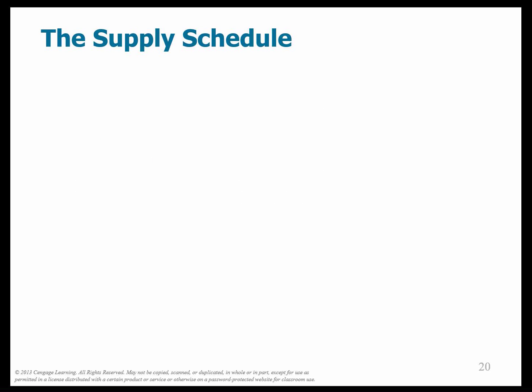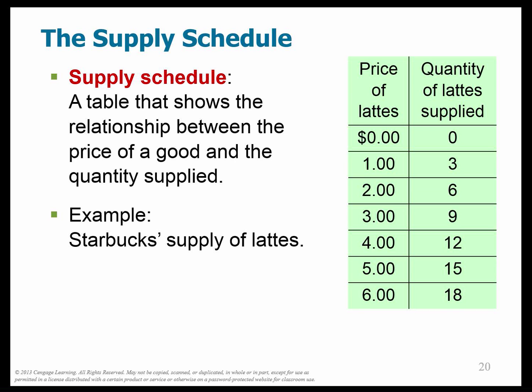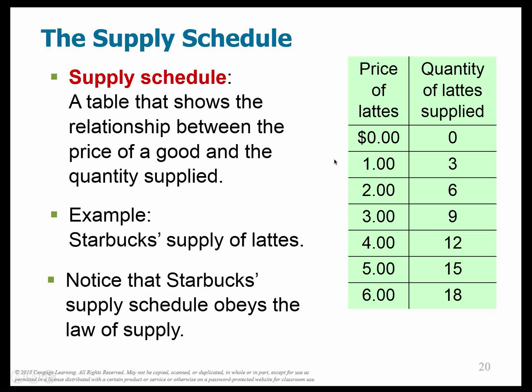It's pretty simple. We can go ahead and condense all this information onto a supply schedule exactly the same way that we did a demand schedule, except notice the only difference here is that as the price goes up, the quantity of lattes supplied goes up, because we're thinking of me as Starbucks right now instead of the person drinking the lattes. I'm the firm that's producing it.